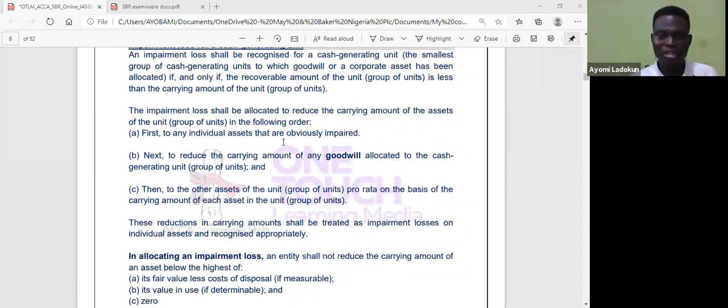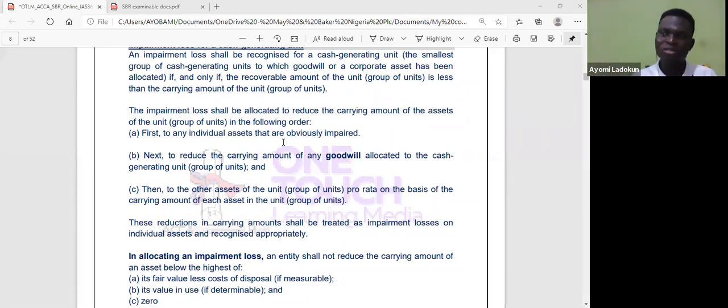For example, the examiner can tell you that machinery that forms part of the cash generating unit has been burnt to pieces. It has a carrying amount of, let's say, $30,000, and it has been burnt and is considered worthless. That means it is obviously impaired. So out of that 150 impairment loss, I will go to that carrying amount of 30 and knock it to 0. That's it. Obviously impaired.